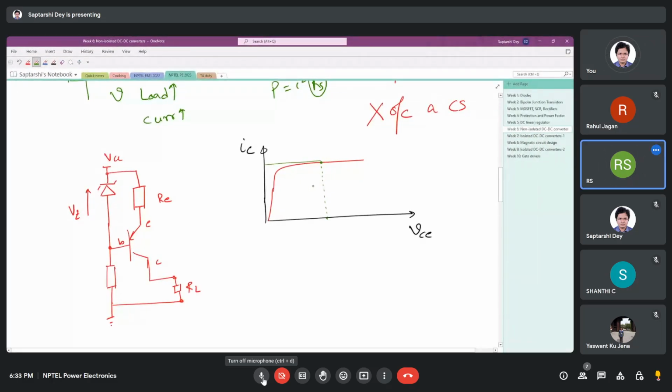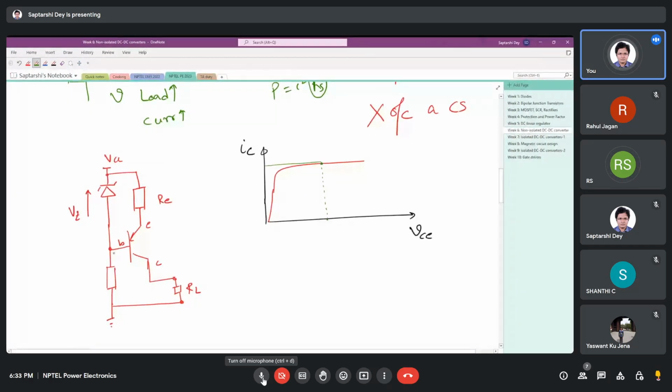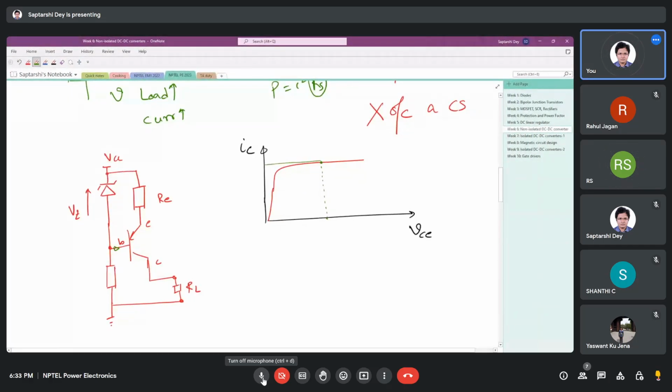Now this is the base current that is flowing, in the opposite way, flowing out. The base current that is flowing.